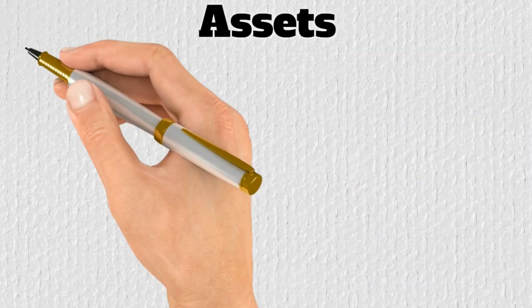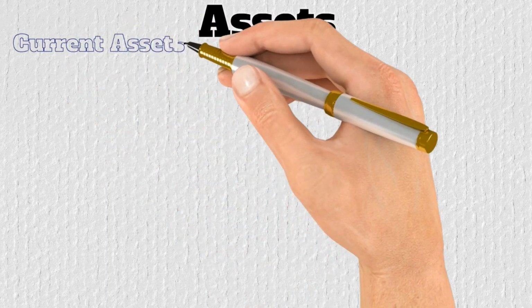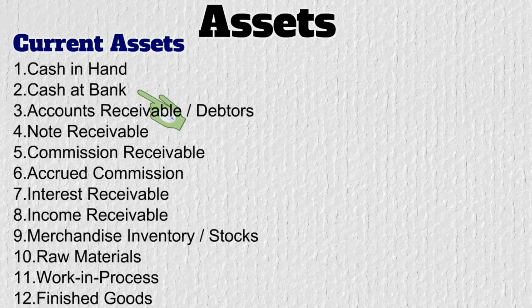Now the first is asset, and in asset we know there are 2 types of asset: current assets and fixed assets. So if you see this list, the first account is cash in hand. What this cash in hand means: the physical cash that is available in your organization is called cash in hand, whereas the amount that you have deposited in different bank accounts of your organization will be considered as cash at bank or simply bank.